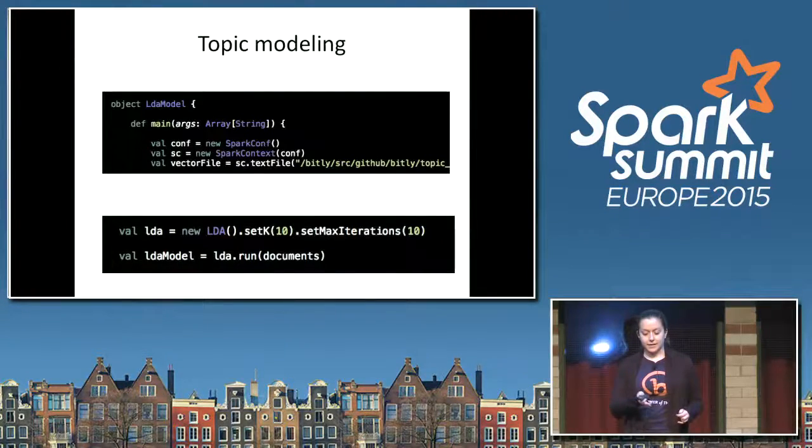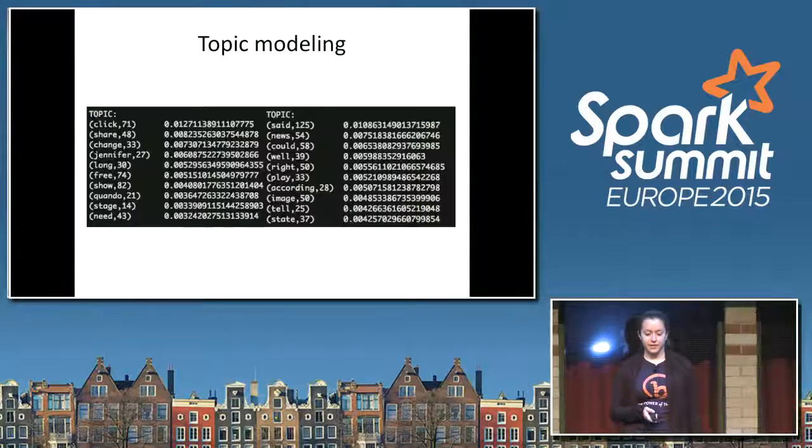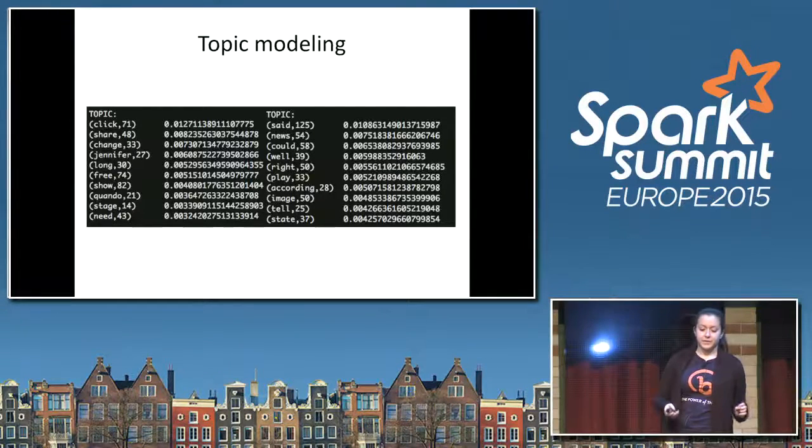I can set how many iterations I want, set K, how many topics I want to create, and then I just run it over the documents. And this is actually very fast for being fairly complex. And this is just on a small subset of text. But you can see, here we have 2 topics, and then for each word, you have the word count, and then you also have the probability that that particular word is generated by that particular topic.